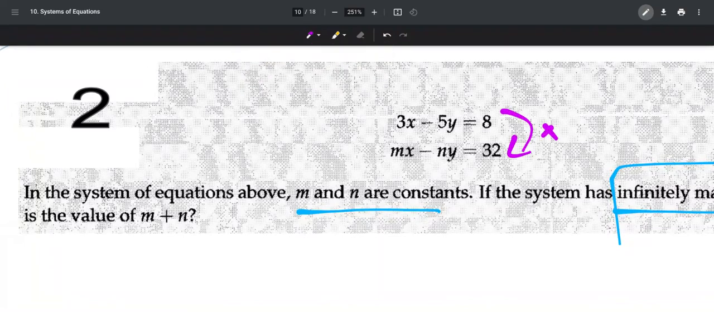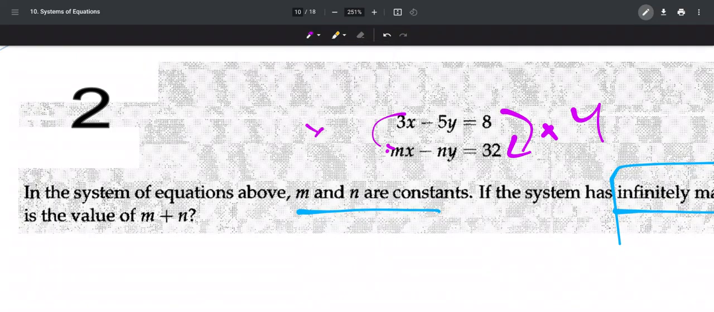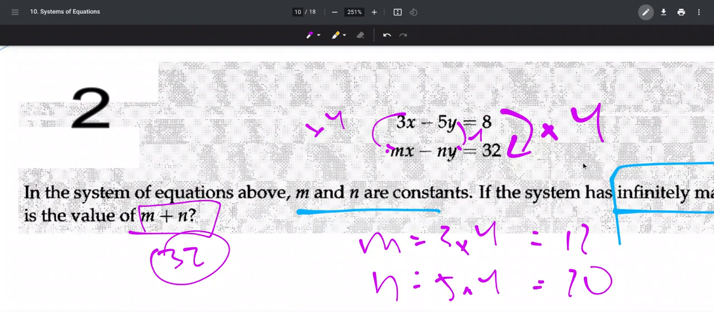So 8 times 4 gives me 32, which means 3 times 4 is going to give me m, and 5 times 4 is going to give me n. So m is going to be 3 times 4, and n is going to be 5 times 4. So this is 12, and this is 20. So basically m plus n is 32 because it's 12 plus 20.